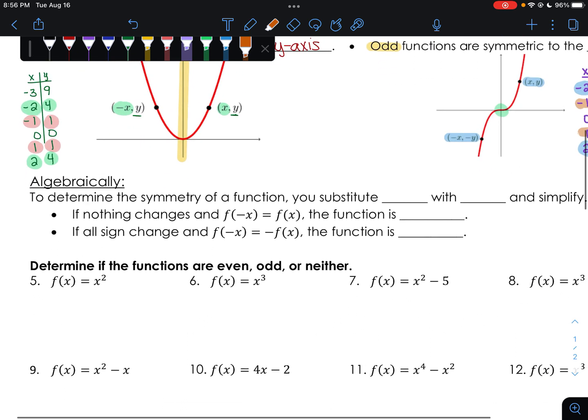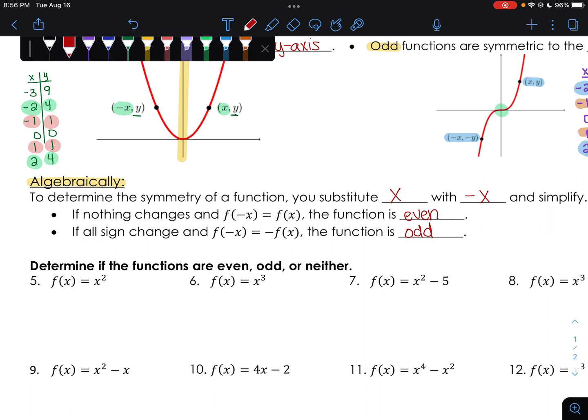Now, looking algebraically, to determine the symmetry of a function, what we're going to do is substitute x with -x, and then you simplify. So if nothing changes and you get exactly the same thing that you started with, that means we have an even function. If all of the signs change, then that means that we have an odd function. If only some of the signs change and others don't, then it is neither. So we do have the option to have neither even nor odd.